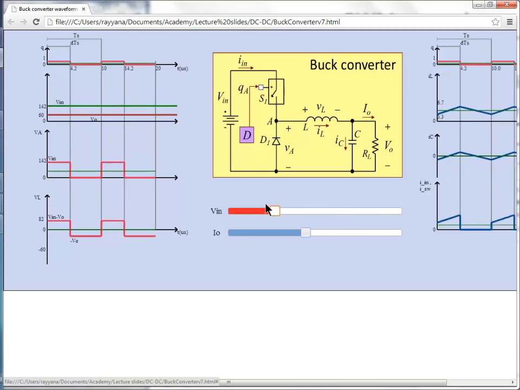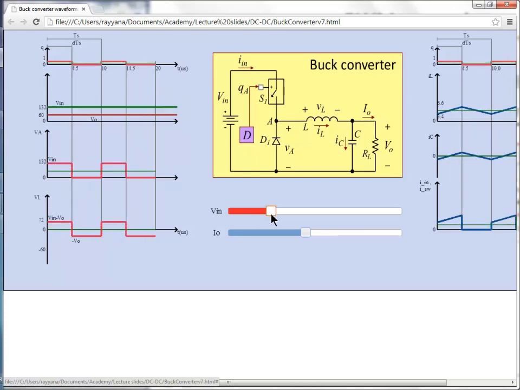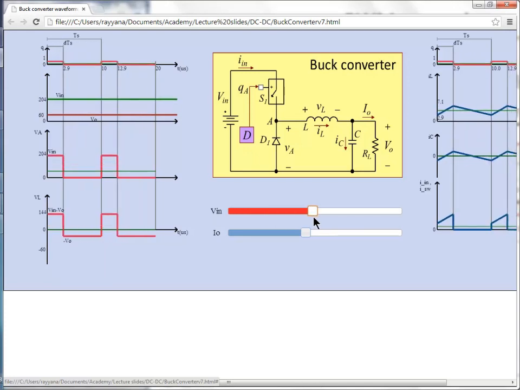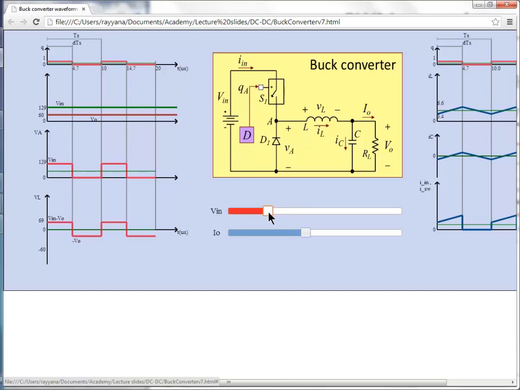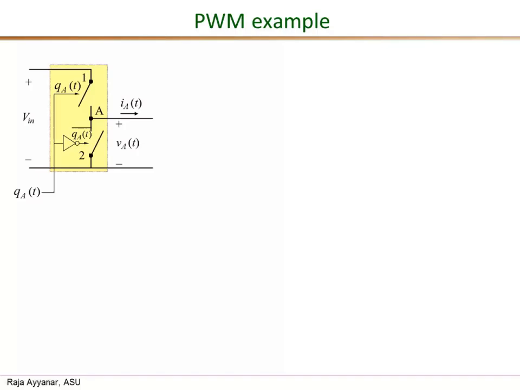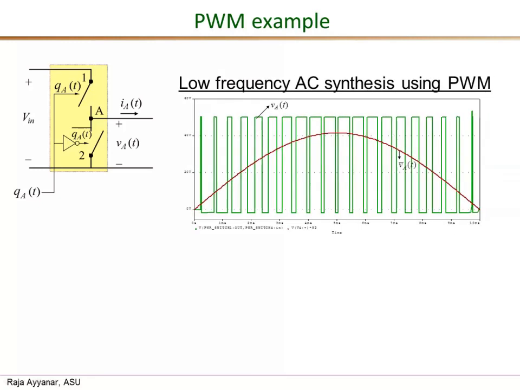So this change in pulse width or duty ratio is done automatically by closed loop control, which changes the D as the operating conditions, in this case the input voltage, change. So obviously the concept of pulse width modulation is not restricted just to DC converters. In fact, you can use this concept to generate any arbitrary low frequency waveform. It's a low frequency in comparison to the switching frequency.